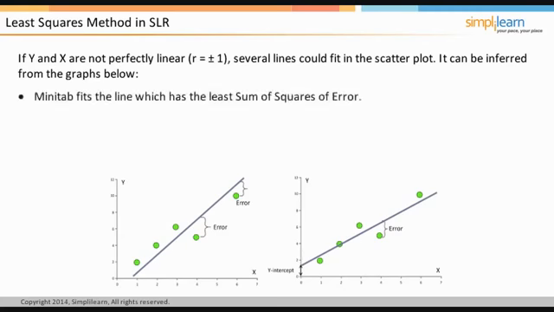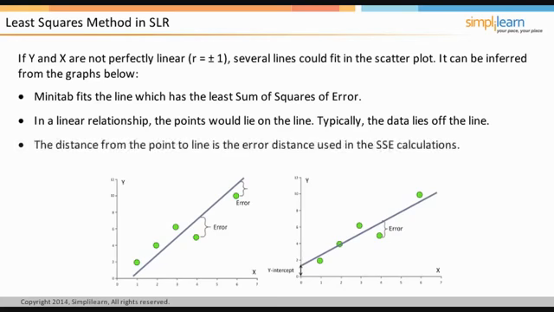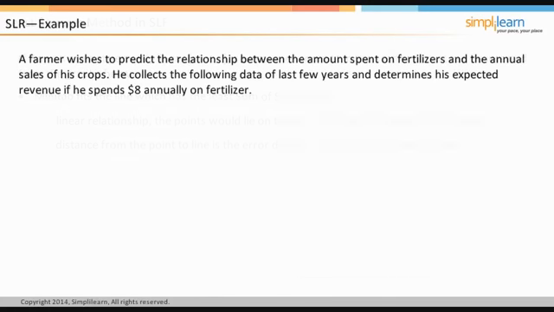Statistical software like Minitab fits the line which has the least value of error squared and added. As is clear from the graph, error is the distance of the point from the fitted line. Typically, the data lies off the line. In a perfect linear relation, all points would lie on the line and error would be 0. The distance from the point to the line is the error distance used in the SSE calculations. Let's understand SLR with the help of an example in the next screen.